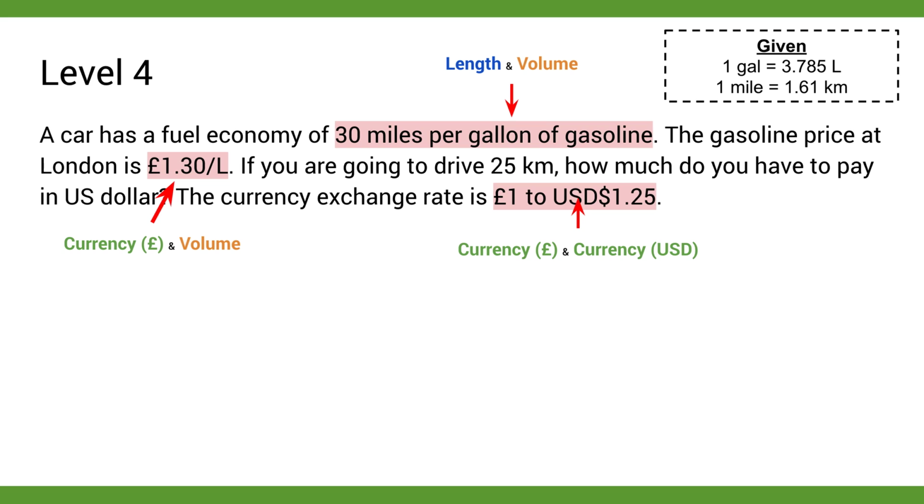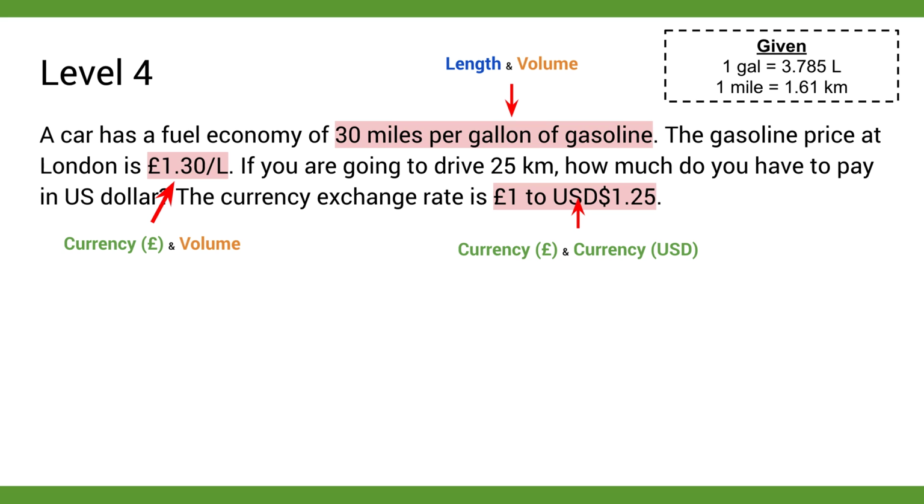So if you look at the 30 miles per gallon, you have length and volume together. You have the miles as a length and the gallon as a volume. If you look at the 1.3 pounds per liter, you have currency and volume as the two dimensions. And you have the exchange rate, where you have currency and currency. One is in pounds, and the other one is in US dollars. So these are your conversion factors. Those are the ones we'll put in the middle.